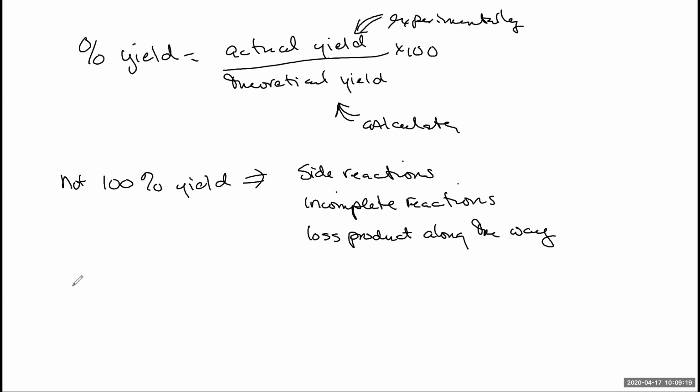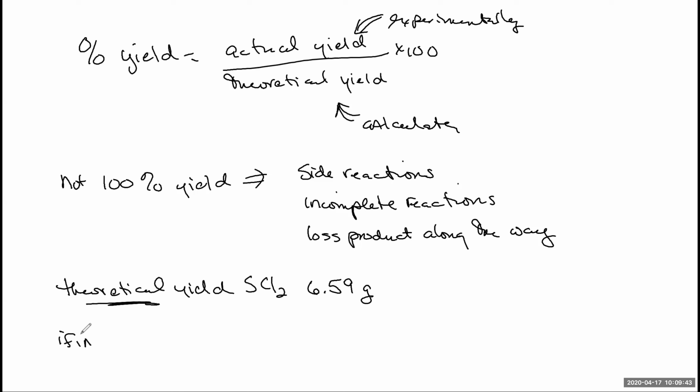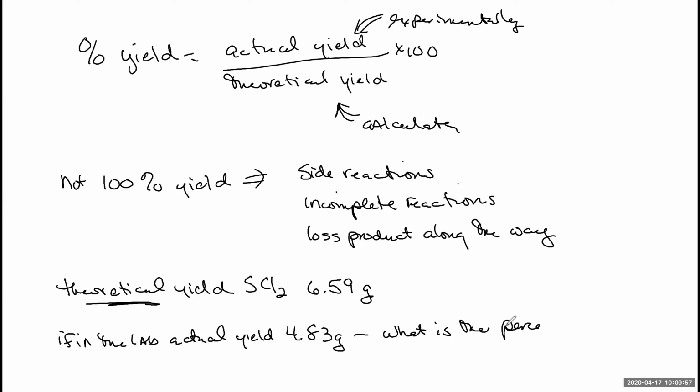So let's use our same numbers that we just had. In this one, we said that our theoretical yield of sulfur dichloride, if you go back to that, remember we said our theoretical yield was 6.59 grams. So if we had 6.59 grams, this is the maximum we could get. If in the lab our actual yield was only 4.83 grams, what is the theoretical, or sorry, what is the percent yield?